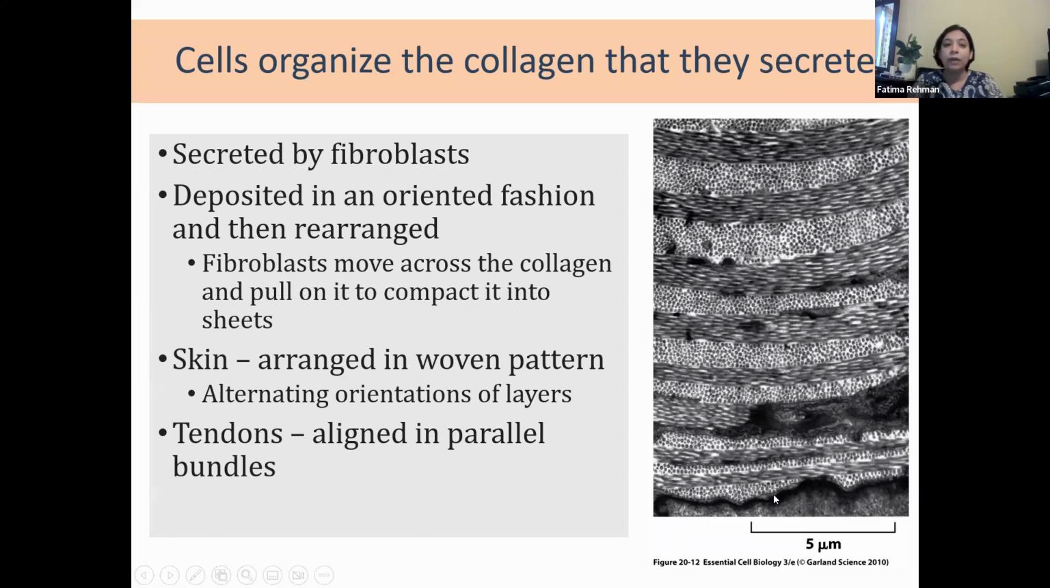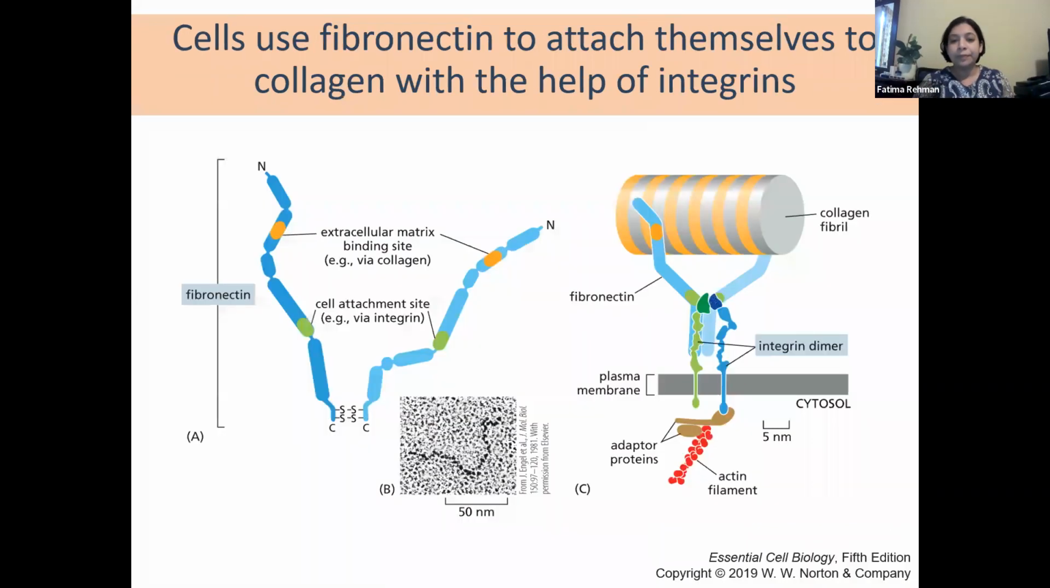In the skin, they're arranged in a woven pattern with alternating orientations of layers. So in some layers, they are going to be longitudinal, and in others, they are going to be perpendicular, which is what will give you this classic look. In other systems, they are going to be aligned in parallel bundles, so they will all be in the same orientation.